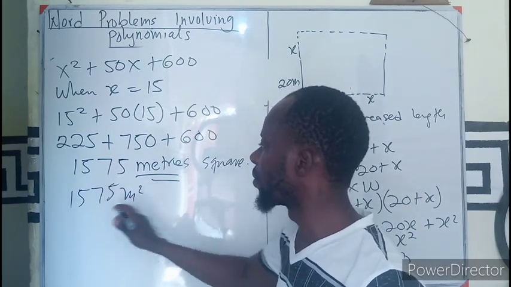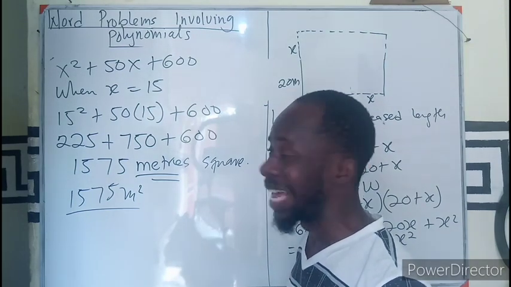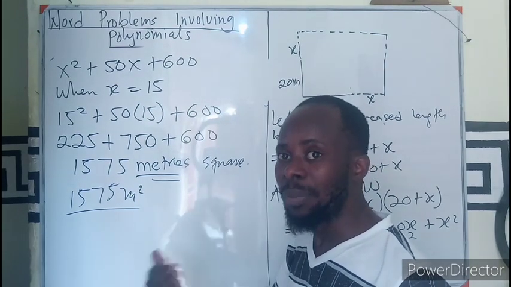1575 meters squared as our final answer. So this is what we can also get under polynomials as a word problem.